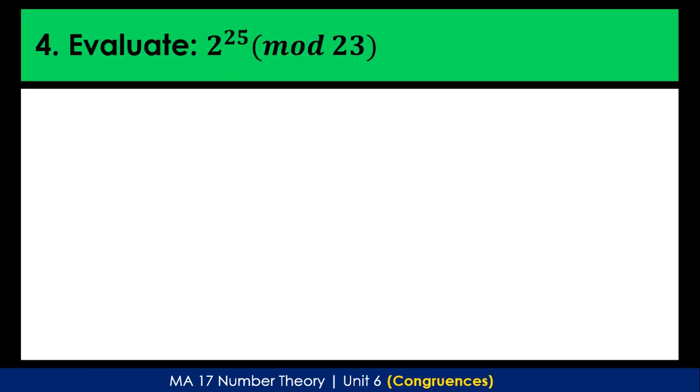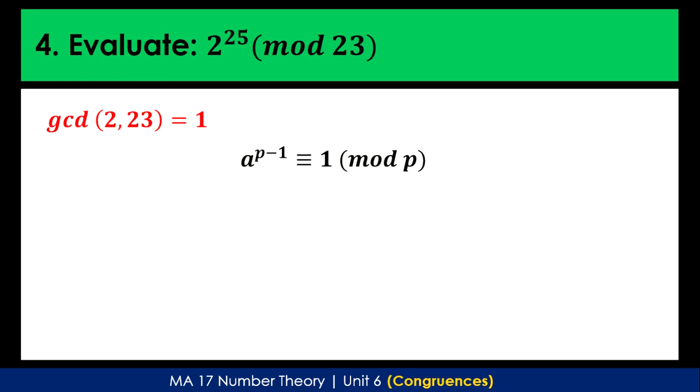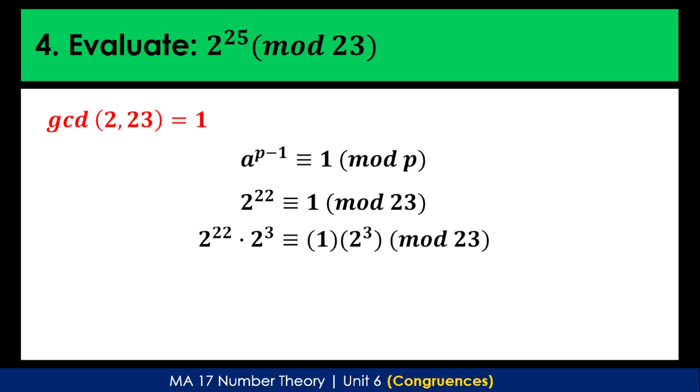So if that's the case, let's try to substitute. We have that 2 raised to 23 minus 1, that's 22, is congruent to 1 modulo 23. So 2 raised to 22 is congruent to 1 modulo 23. We're near to our given, so let's multiply it by 2 raised to 3.